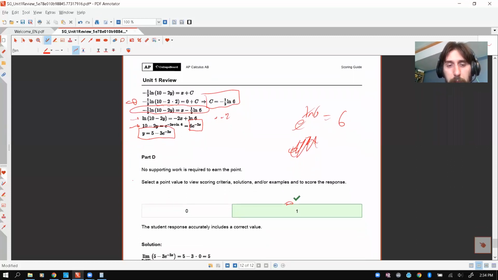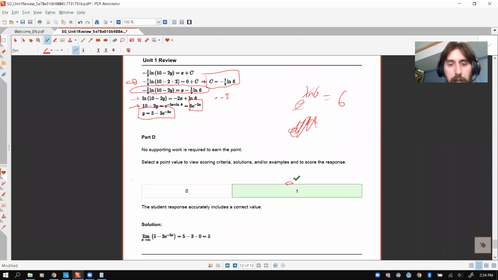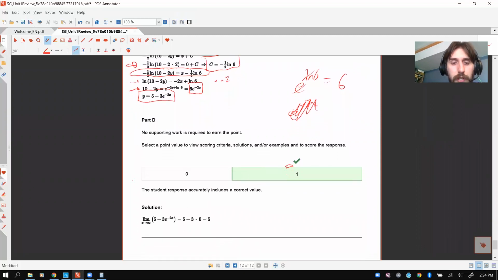All right. Part D then tells you to find the limit of that function. So we're going to find the limit as x approaches infinity of the function you found in part C, which, if you think about plugging in infinity, e to the negative infinite power here is going to approach 0. Negative 3 times 0 is just 0, so the answer is 5.